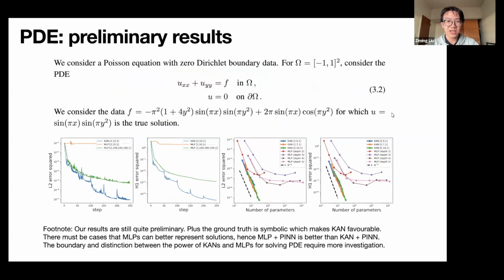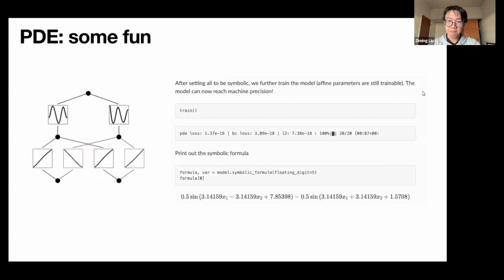Just for more examples, we show that for the PDE, KANs can also outperform MLPs, but these are still quite preliminary results, and more tests are needed to fully investigate the boundaries of KANs and MLPs. Maybe in the future we want to combine KANs and MLPs in some way to gain the best of both worlds. But one thing KANs can do, but MLPs or other non-interpretable methods cannot do, is to extract the symbolic formula.